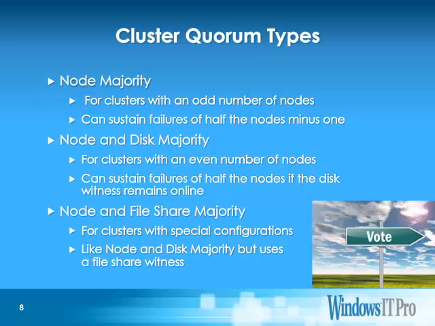Now, one of the newer types is the node and file share majority quorum type, and this is important because it's used for geographically dispersed clusters or multi-site clusters. And here it's a lot like that node and disk majority. However, while the disk majority uses shared storage in the cluster, the file share majority quorum type does not. Instead, that witness is a file share that's separate from the cluster. And so, like I said, this type is used mainly for geographically dispersed or multi-site clusters.